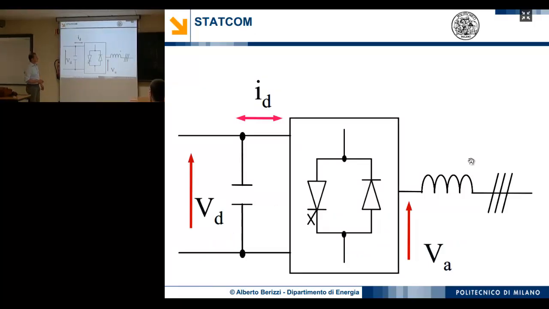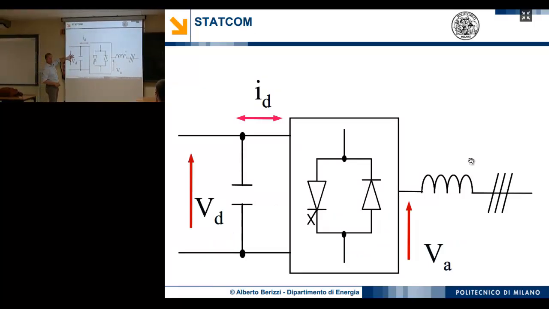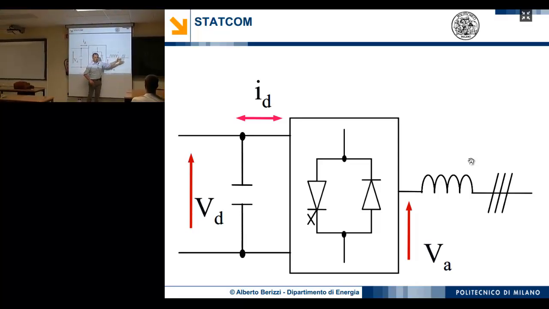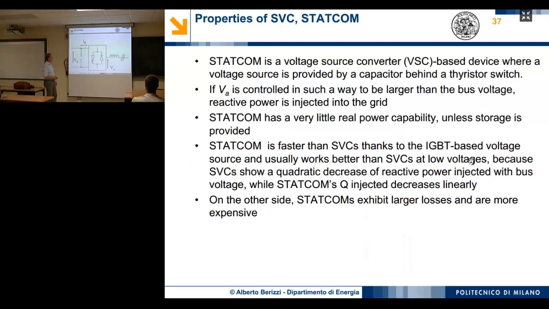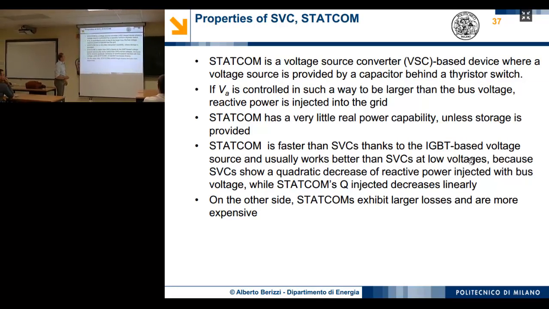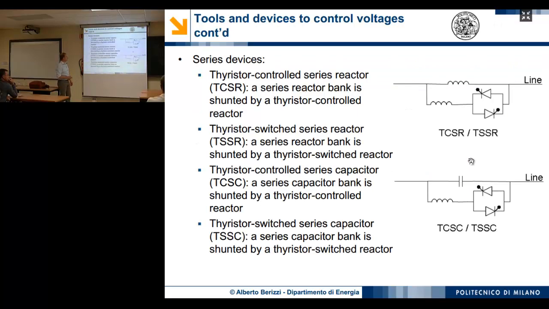This is the STATCOM. Here we assume the voltage is kept constant by this capacitor, and this device can provide a voltage VA. If VA is higher than the voltage at that point, it will inject reactive power. If this is lower, it will withdraw reactive power from the grid. So this is another controllable device, okay, with some advantages and disadvantages with respect to the other devices.